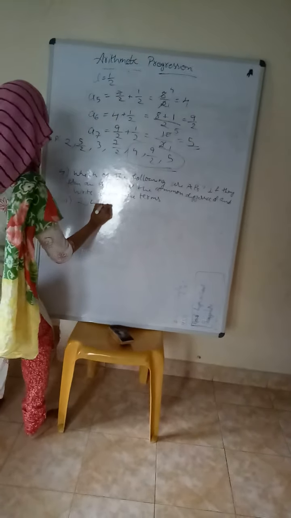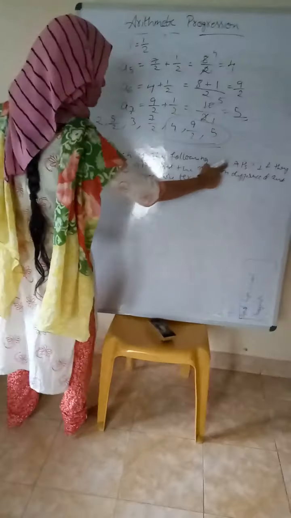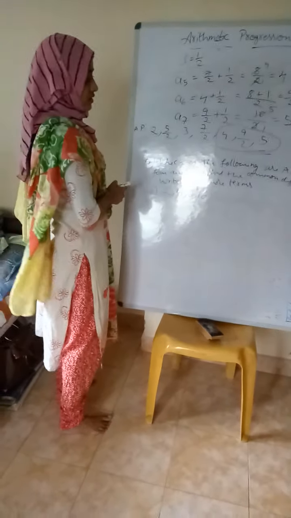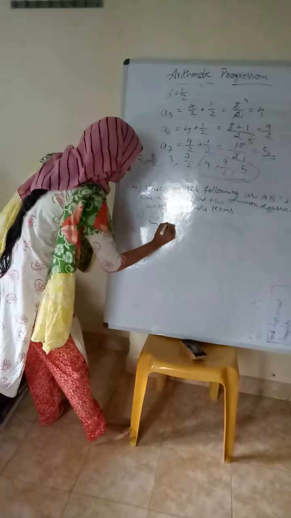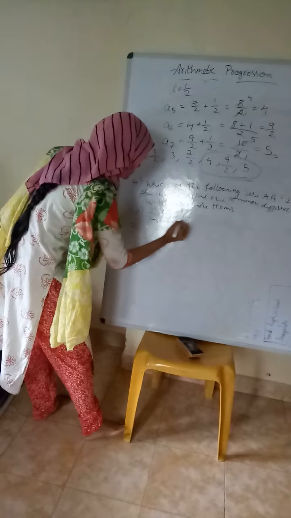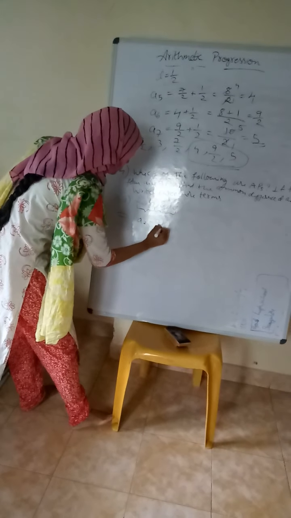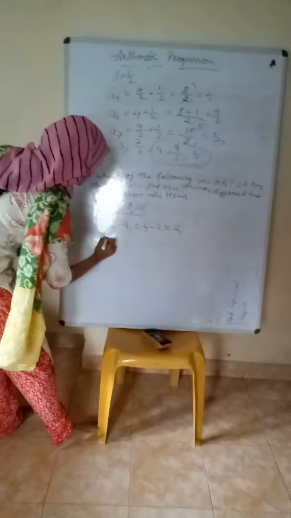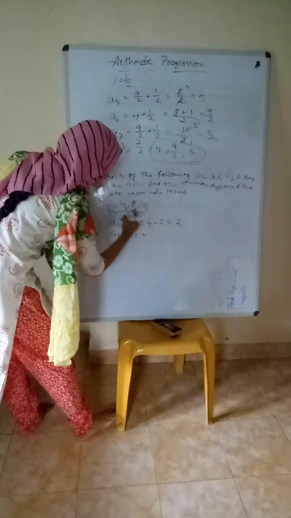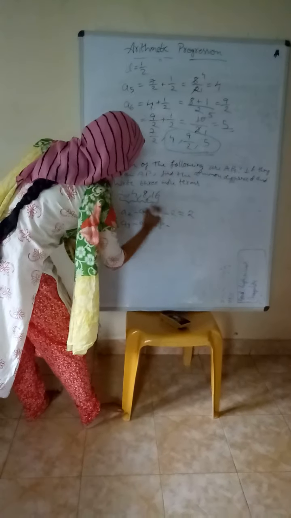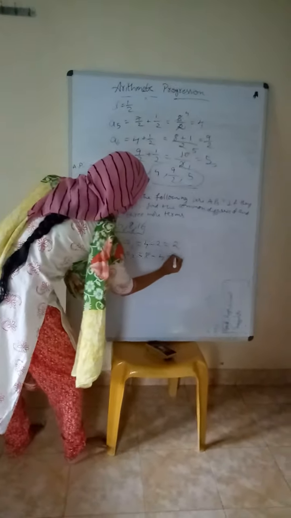2, 4, 8, 16. So first we have to find whether it is in AP. You will take the differences. This, this, and this. So A2 minus A1. What is A2 minus A1? 4 minus 2. You will get 2. Next A3 minus A2. A3 is 8. 8 minus A2 is 4. 8 minus 4 is 4. We got 4 here. Next A4 minus A3.